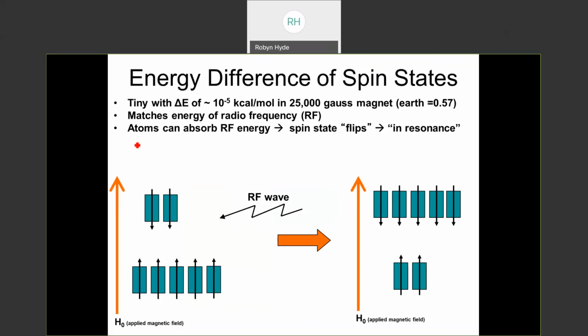Okay, and when we flip the spin of an atom, it is said to be in resonance. So we flip the spin, and now the atom is in resonance, and that's where the name of this instrument comes from, nuclear magnetic resonance. Nuclear has a lot to do with the number of protons that an atom has. Where are protons found? In the nucleus of an atom. So that's the word nuclear.